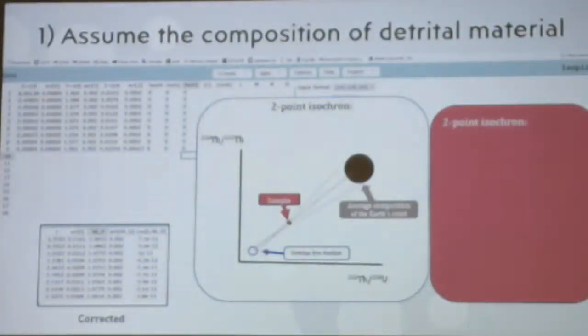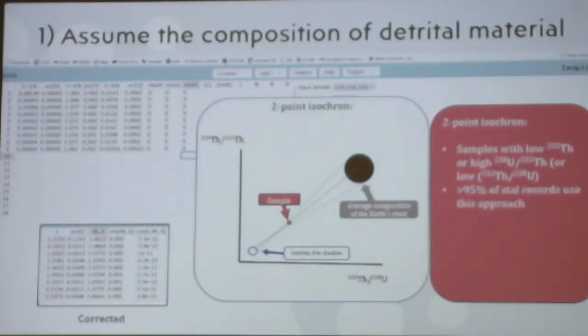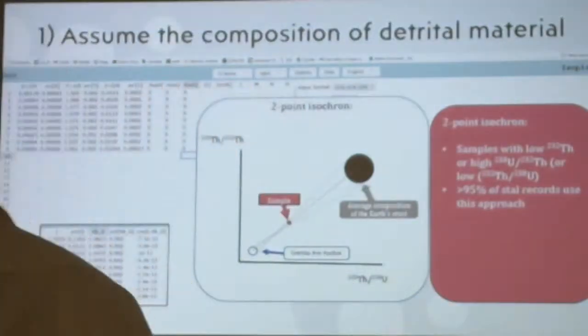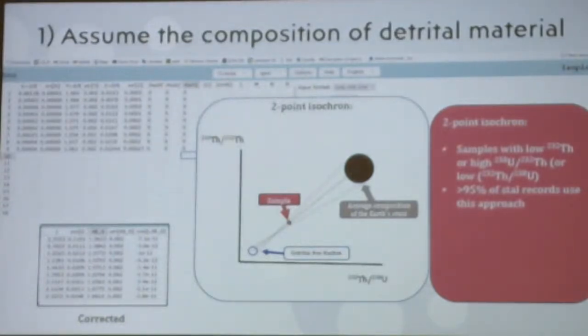This is the simplest way to actually correct our ages, and it works really nicely with samples with low thorium-232, or very large thorium-230 to 232, or very low 232 to 238 ratio. Probably 95% of the records that you'll see published use this approach. Probably, I mean, yeah, sometimes probably even more. Some records probably shouldn't be corrected that way, but anyway. But it basically works like a charm. It's a really, really nice correction. It works until it doesn't.